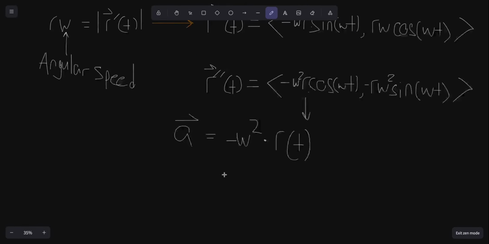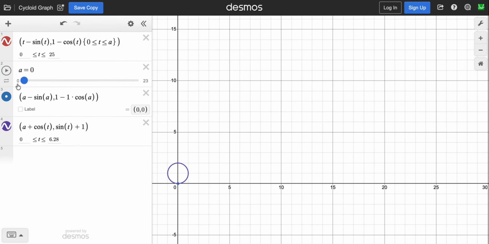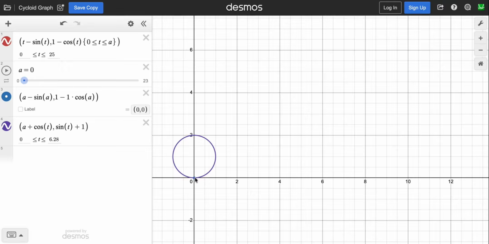And finally, we are on our last topic, the cycloid. All right, this is our last topic before the video ends. So let's actually understand what the cycloid is. So in the blue right over here, this is the point that we're going to focus on. And this is a point on a rolling wheel.